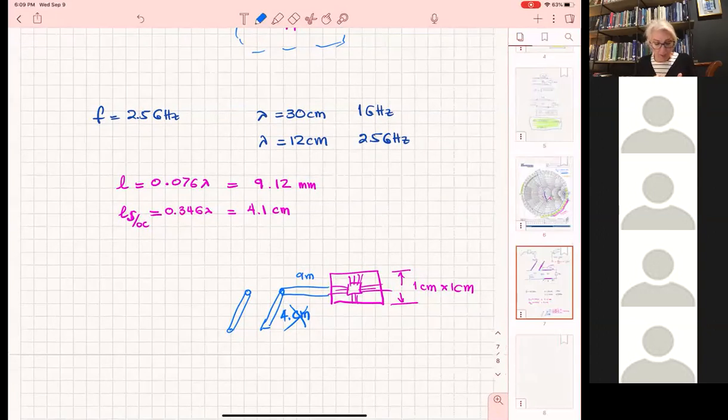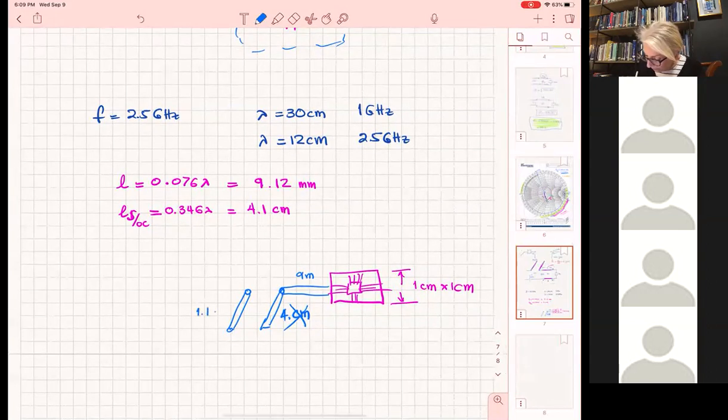0.096 times 12 is about 1.1 centimeter, which is very similar to this one. So then I can print it like that. So I can choose, but I will have, of course, to make it short. But I can choose to create that kind of arrangement.